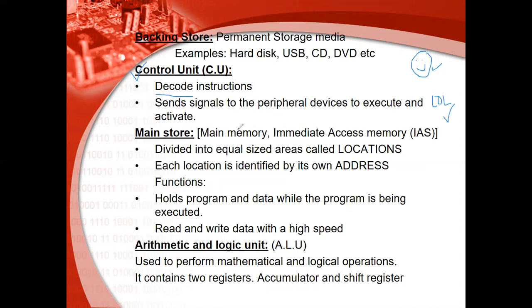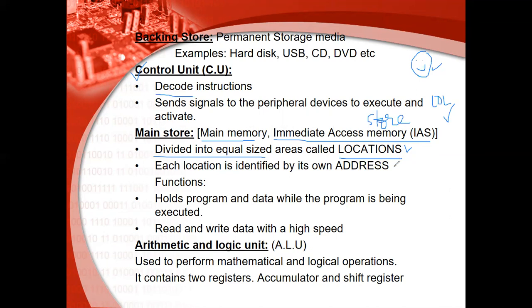Then comes the main store. The main store is actually the main memory. You can also call it immediate access store and immediate access memory. You can also call it store instead of memory. This main memory is divided into equal parts and they are called locations. These locations are addressable locations. They have their own addresses, and these are identifiable addresses, so that we can easily locate where the instructions have moved or where the data has been stored.